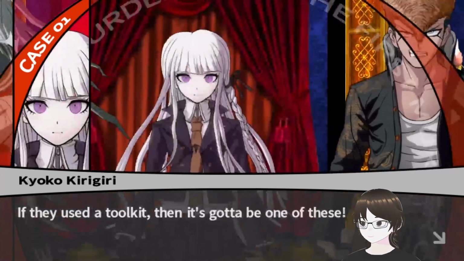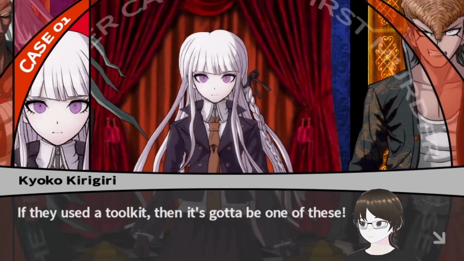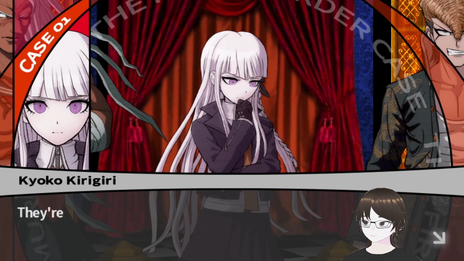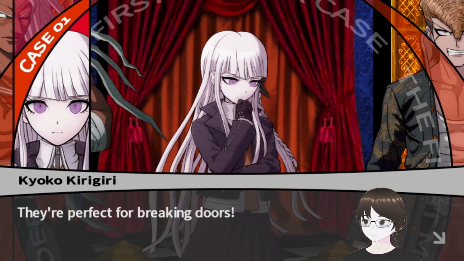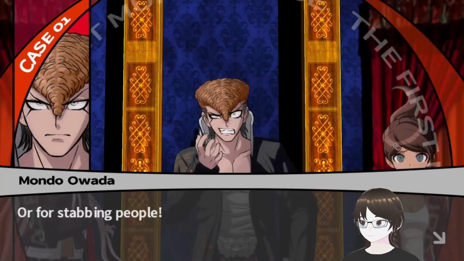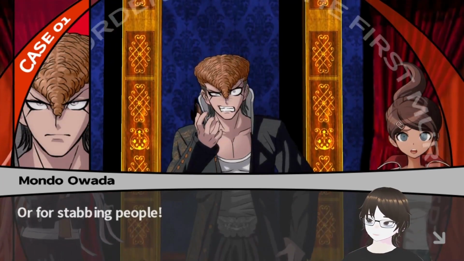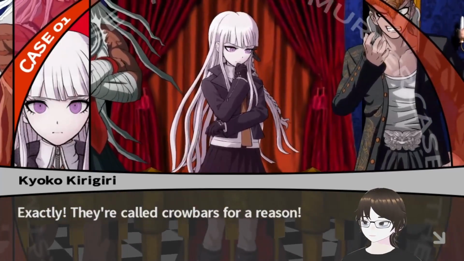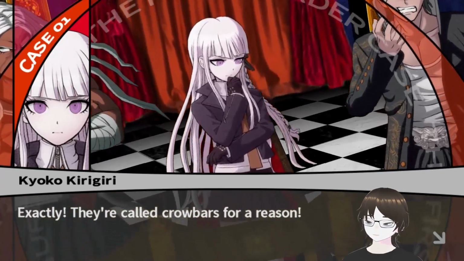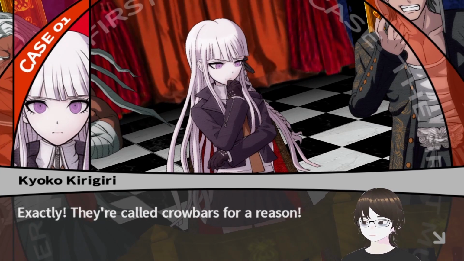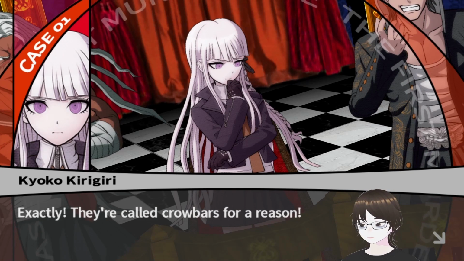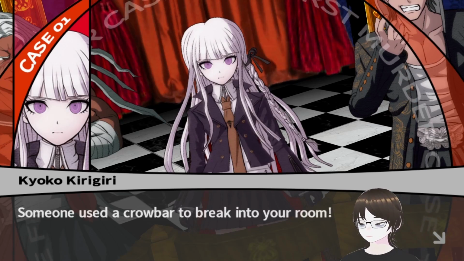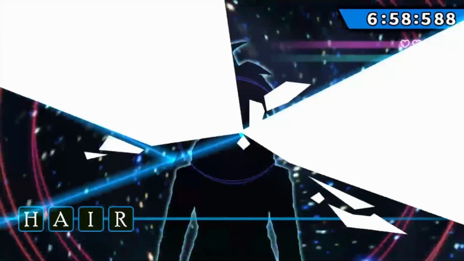If they used the toolkit, then it's gotta be one of these. Yeah, it seems to make sense. These tools have all sorts of uses. They're perfect for breaking doors. Wouldn't be surprised. Or for stabbing people. Maybe. Exactly. They're called crowbars for a reason. What? Whatever. Someone used a crowbar to break into your room. Now I understand!